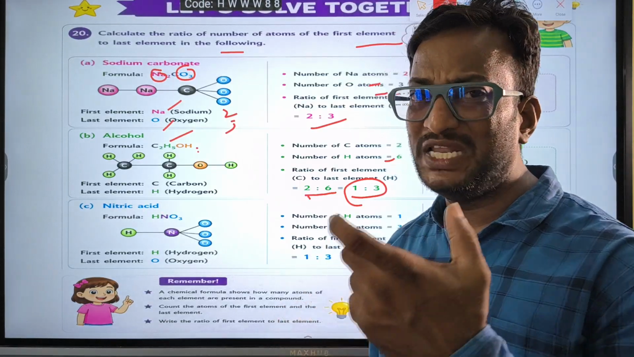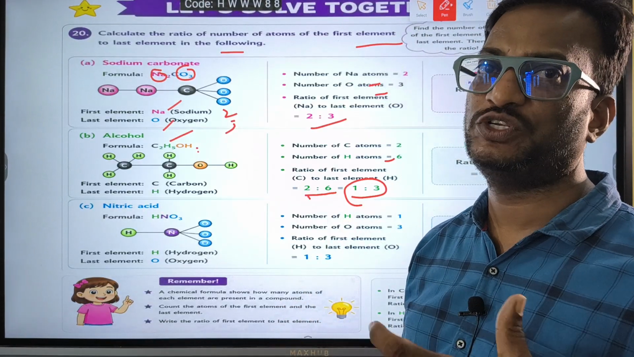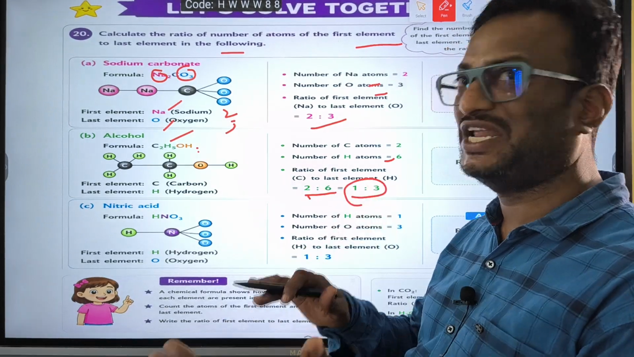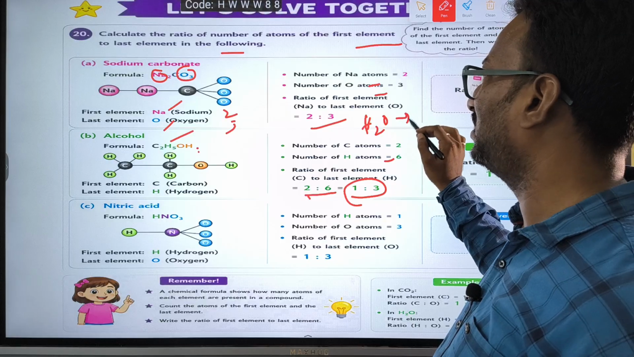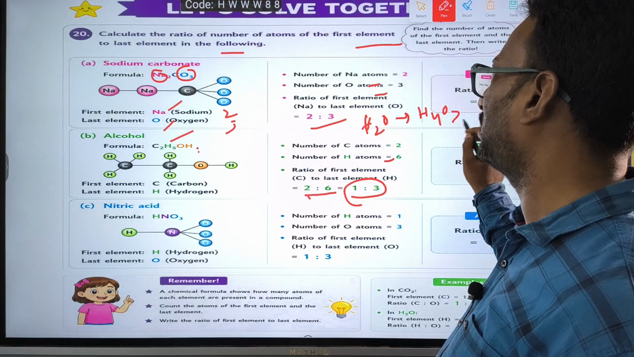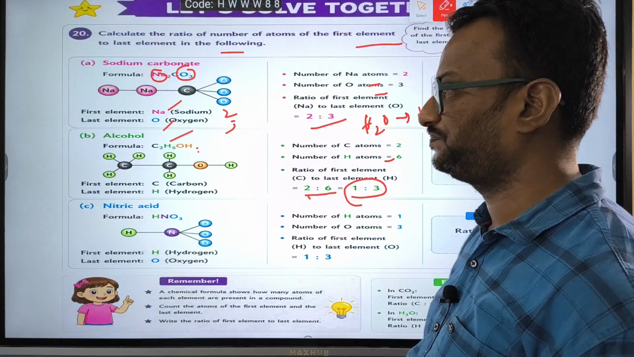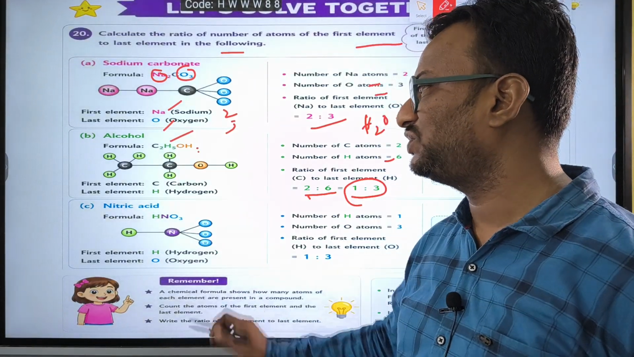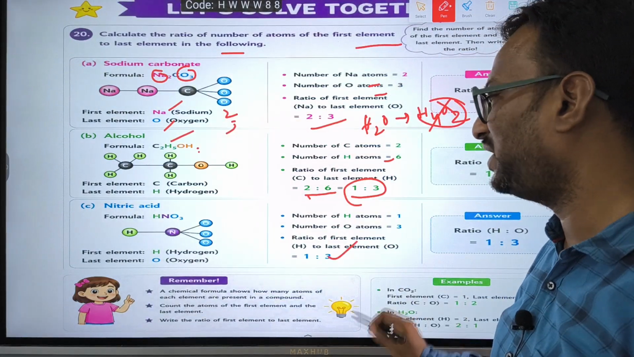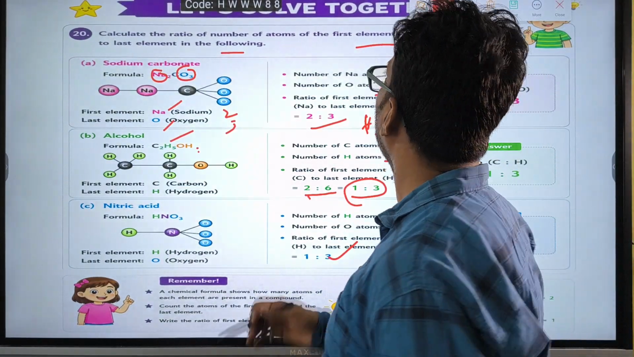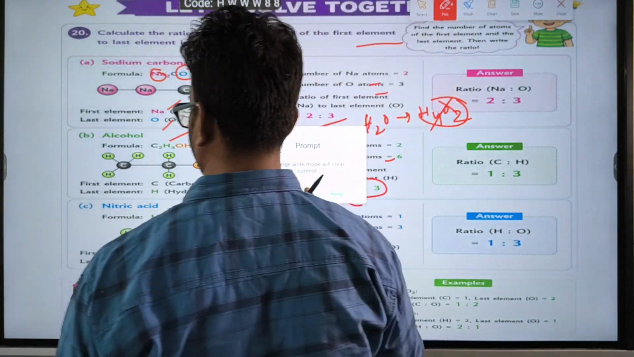You have to write the minimum ratio, the least ratio. We should not keep the highest ratio as it is. For example, H2O is correct, H4O2 is wrong, right? Nitric acid, HNO3: the first one is hydrogen and the last one is oxygen, 1:3 ratio. Likewise, we can solve this.